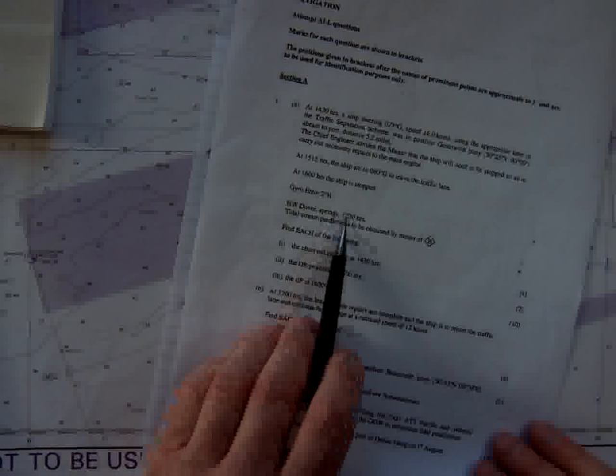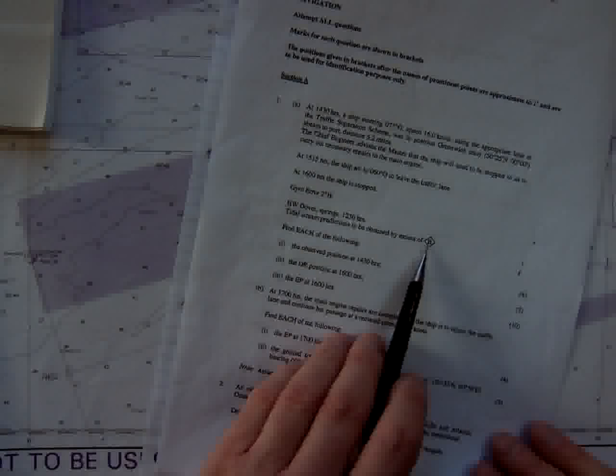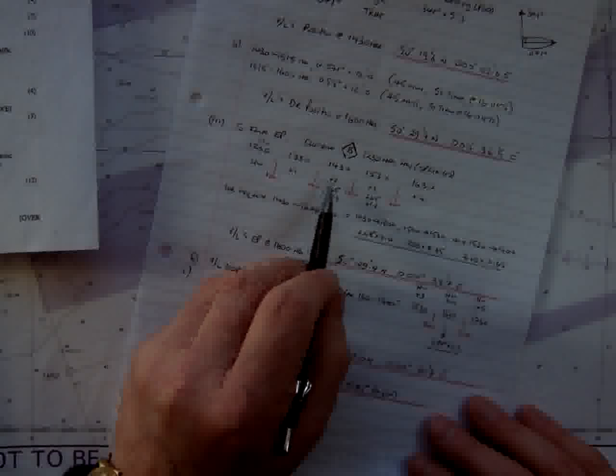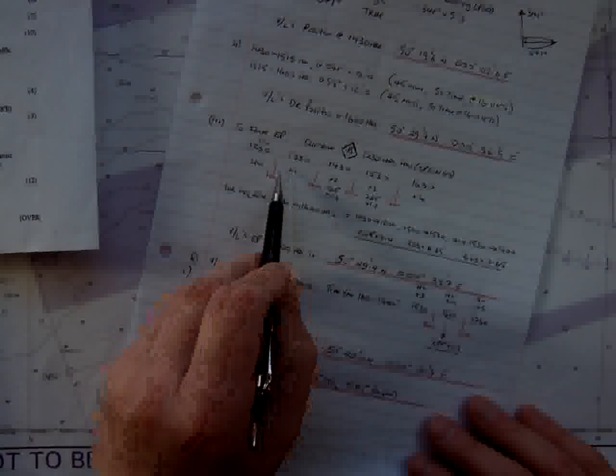So what we have to do is apply our current, and we're told that high water Dover springs, so we're using the spring values, 12:30 hours is high water, and the tidal streams are obtained by means of tidal diamond B. So we go to the chart for tidal diamond B and I've written down the values here. 12:30 is high water Dover, that's springs. 1:30 is high water plus 1, 2:30 plus 2, 3:30 plus 3, and 4:30 plus 4. So we've written down the values there.